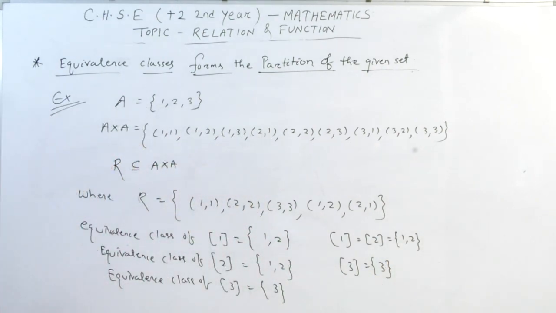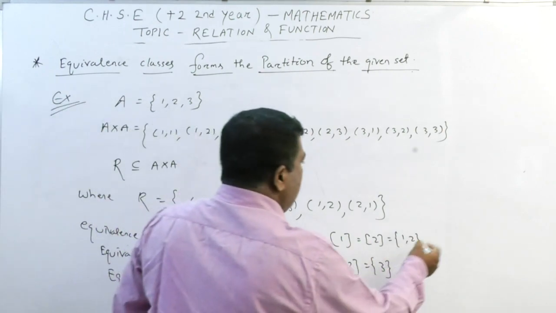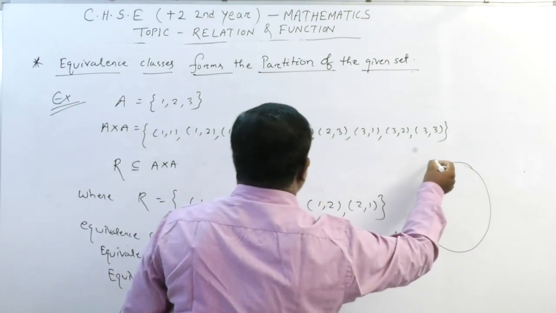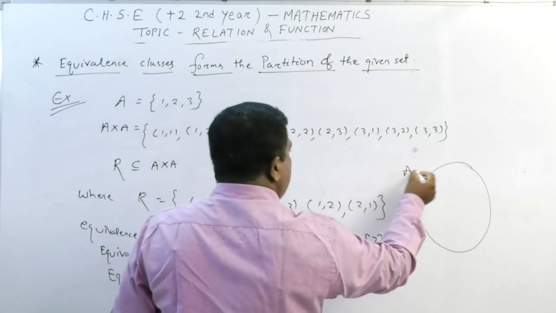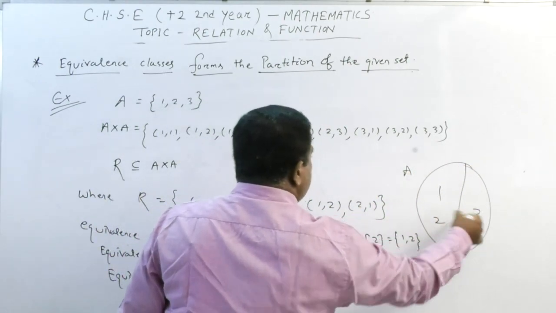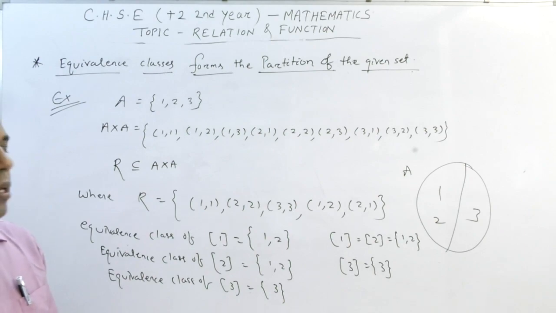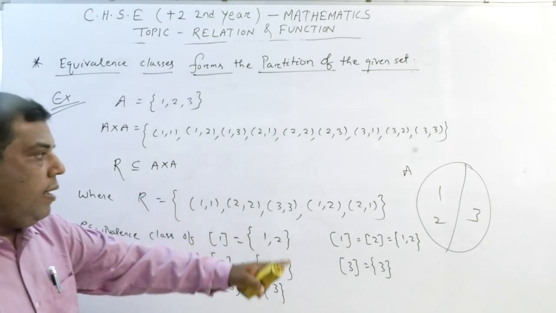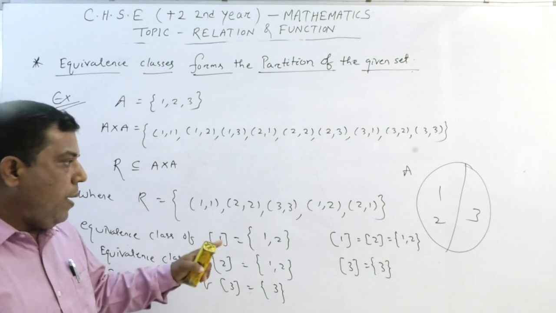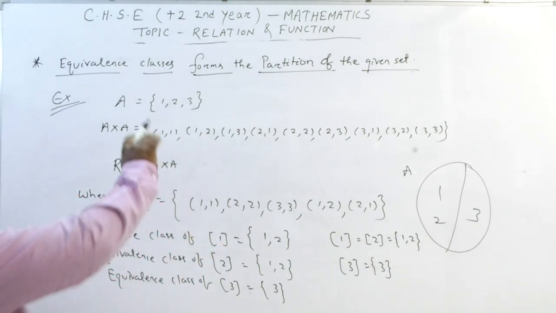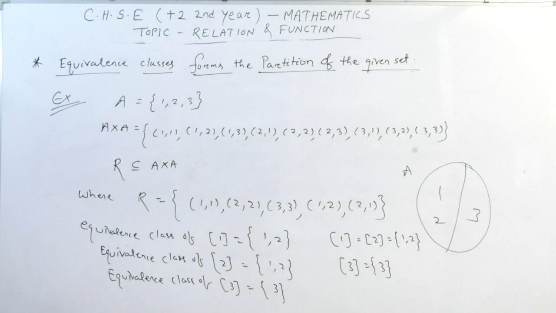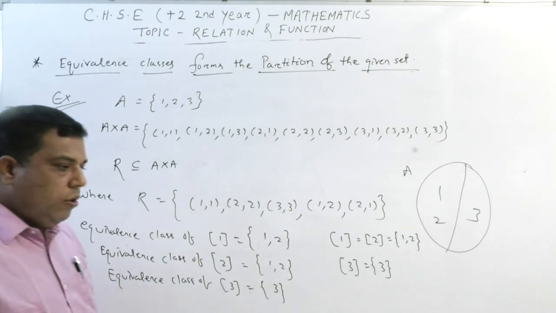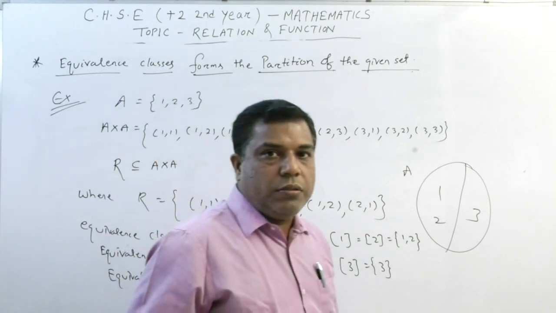Yes or no? So you see both are disjoint to each other. You can see pictorially the set is named A, {1, 2} is there and {3} is there. Yes or no? So in this way we are able to verify that equivalence classes form the partitions of a given set. Yes or no? Clear?